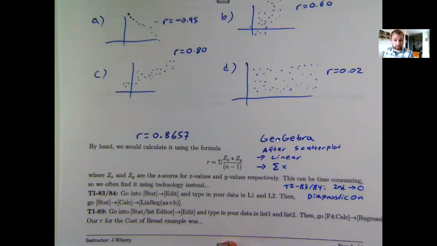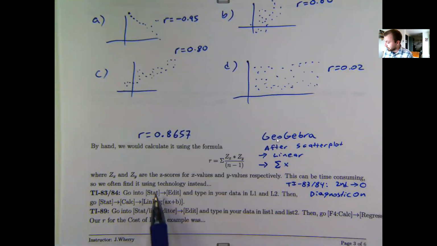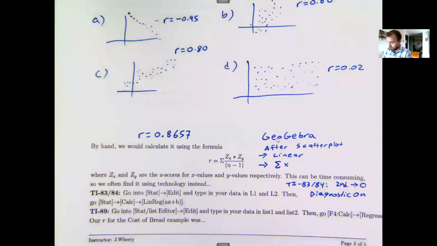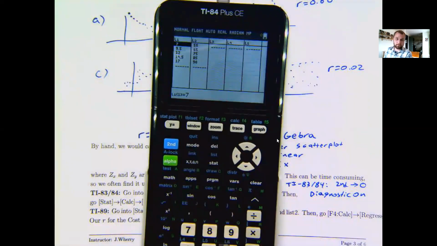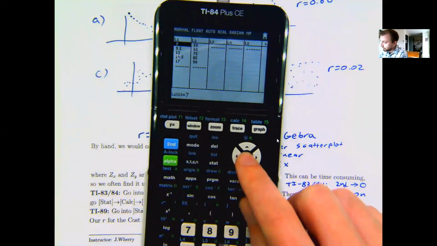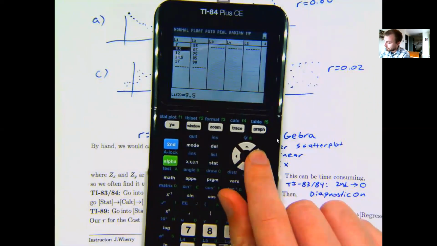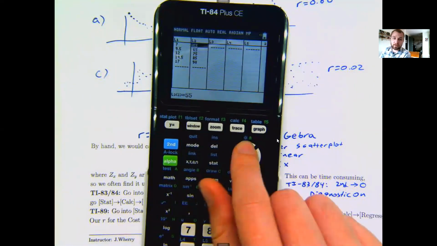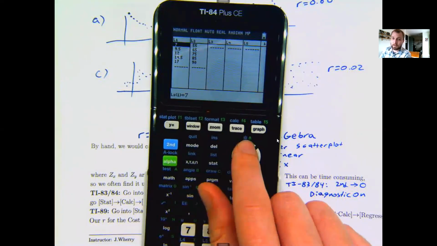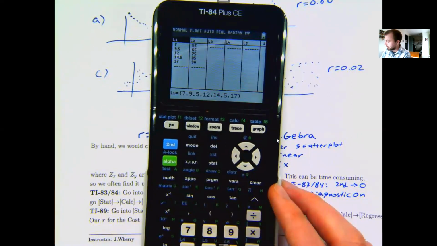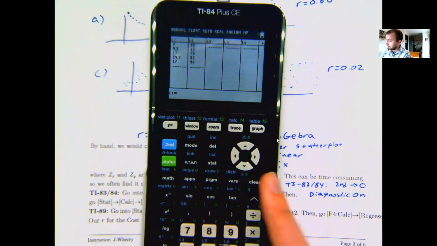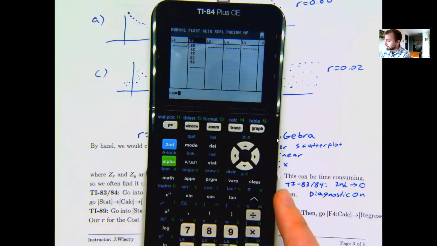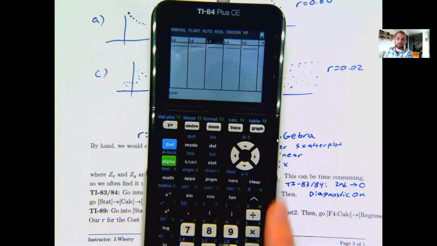After you do that, type in your data by going stat and then edit. In list 1, you're going to type in all of your x values, and in list 2, you're going to type in all of your y values. If you have numbers already in your list, you can select the top of the list and hit clear and enter. One thing you don't want to do is hit delete.